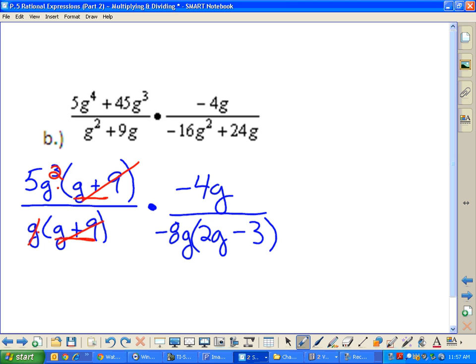Top to bottom in the second ratio, they're both negative. And I can cancel my g's. And then 4 over 8 actually reduces old school, you know. 4 goes into 4 one time, 4 goes into 8 twice.